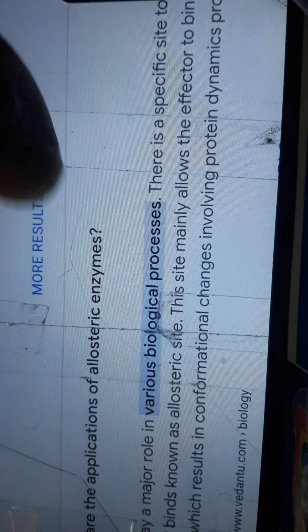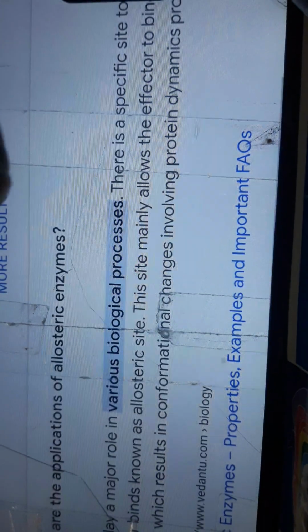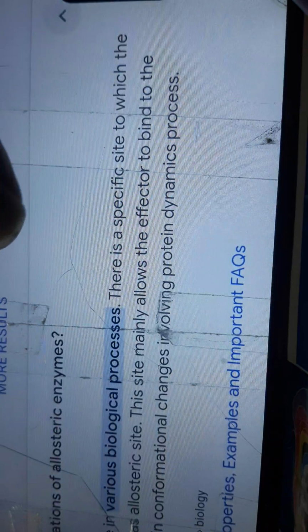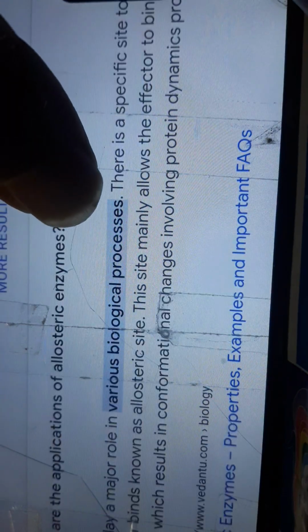Right? What are the applications of allosteric enzymes? They play a major role in various biological processes. There is a specific site to which the effector binds, known as the allosteric site. This site mainly allows the effector to bind to the protein, which results in conformational changes involving protein dynamics processes.